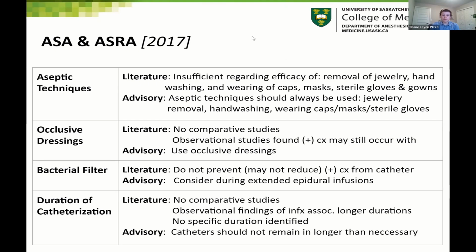In regards to bacterial filters, which I had also imagined would likely reduce or prevent positive cultures from the catheter, they found that they definitely do not prevent and may not actually reduce any positive cultures. So the advisory is only to consider them during prolonged or extended epidural infusions. Another interesting thing is duration of catheterization. Observational studies have found that infections are associated with longer durations, but no specific safe or more dangerous duration has been identified, and they just advise the catheter should not remain in longer than necessary.